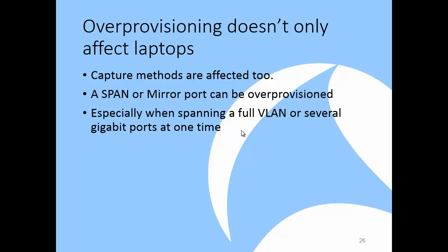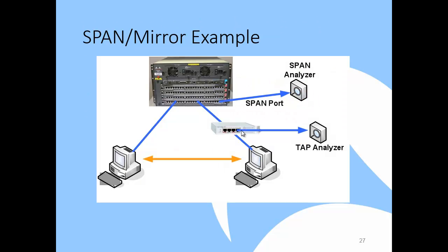Now, over-provisioning doesn't only affect laptops. What we mean is that it's possible to send more traffic to a laptop than it's able to keep up with. The same is true with spans and mirrors. They too can be over-provisioned, especially when we're spanning a full VLAN or several gig ports at one time. And we did a test some years ago where we shot out a span versus a tap on one connection. Now you can find the details for this if you're interested in the gory details. I'm going to go over the highlights here, but you can also find this written up on lovemytool.com.